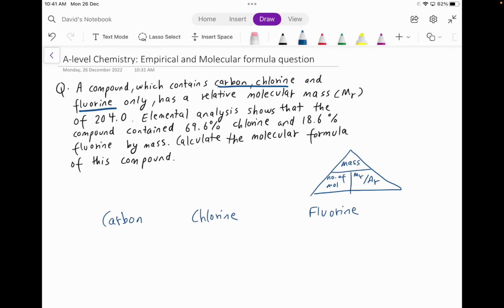Now the first thing is to analyze the values the question has given us. They have given us the relative molecular mass of the compound, which is 204.0. And we know that the compound contains 69.6% of chlorine, so we're going to write that down first, 69.6% of chlorine, and 18.6% of fluorine. So I'm going to write it down, 18.6% of fluorine.